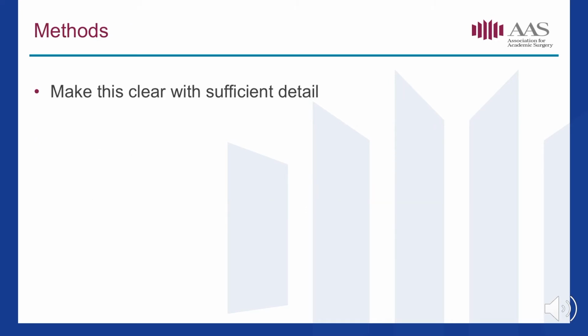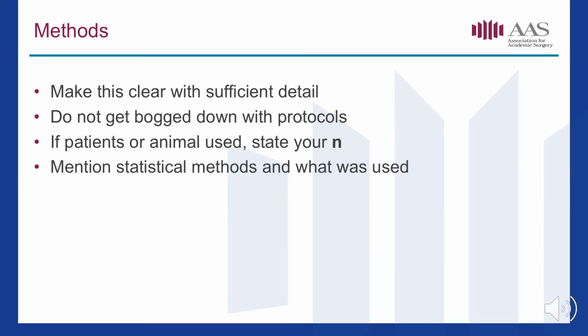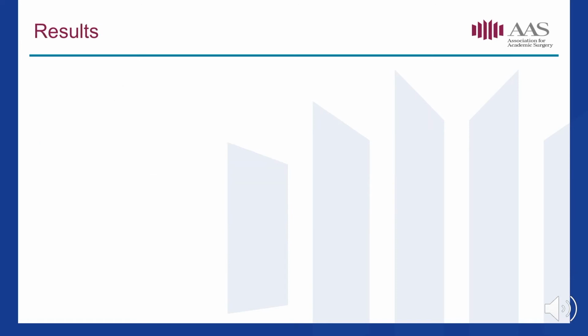In the methods, you want to make sure that you have clear and sufficient detail, but at the same time, you don't want to get bogged down with the minutiae of protocols and all the small little things with the in vitro assays. If you study patients, or if you used animals for your studies, make sure that you mention what your N is, or what your number is, so that your reviewer can have an idea of the scope of your project. You want to mention all statistical methods and techniques that you used, so that the reviewer can appreciate the significance of what you've done.